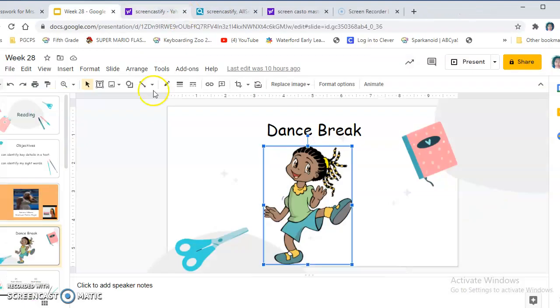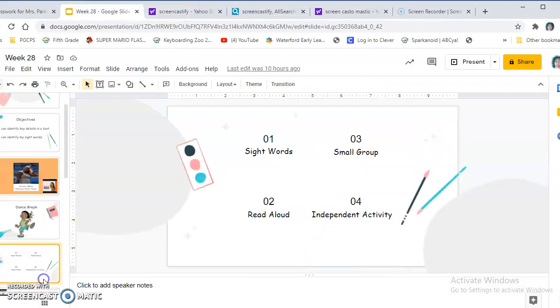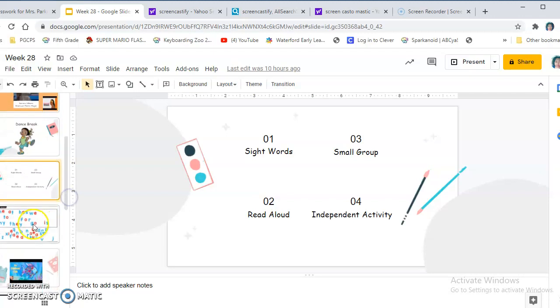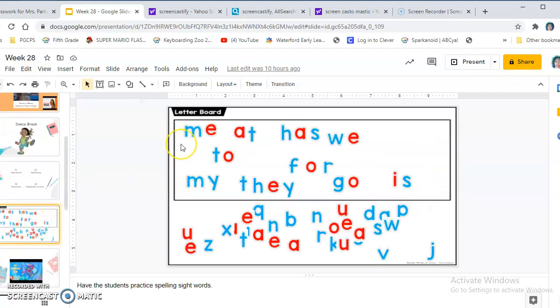Woo! I'm tired from all that dancing. All right, we have our sight words, we have our read aloud, we have our independent activity. We're not having small groups today. All right, these are some of the words we made yesterday. Let's see if you can read them.